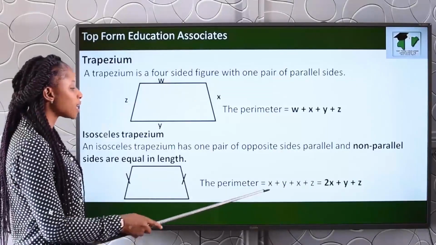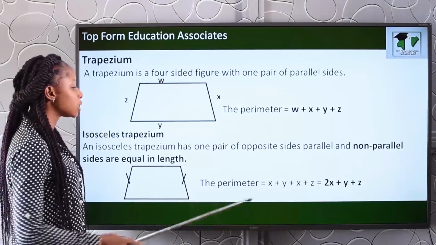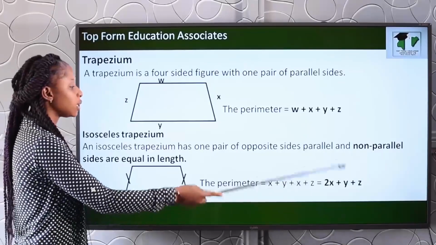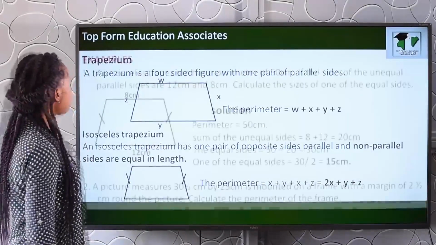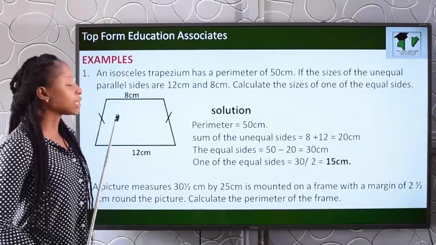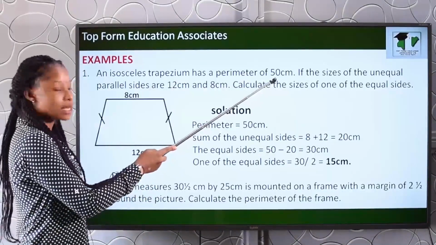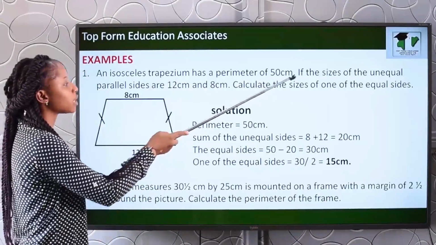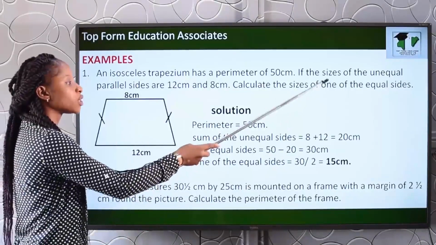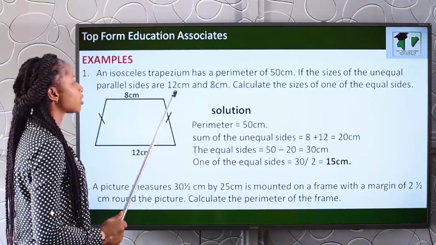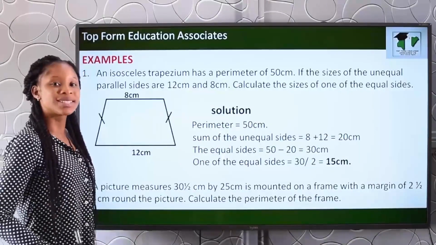So the formula for finding the perimeter of this isosceles trapezium is X plus Y plus X plus Z, which can be summarized as 2X plus Y plus Z. Let's look at some examples. An isosceles trapezium has a perimeter of 50 centimeters. If the sizes of the unequal parallel sides are 12 and 8 centimeters, calculate the size of one of the equal sides.